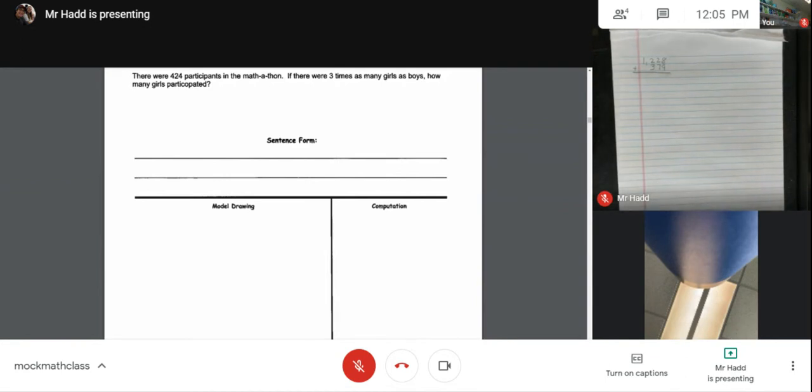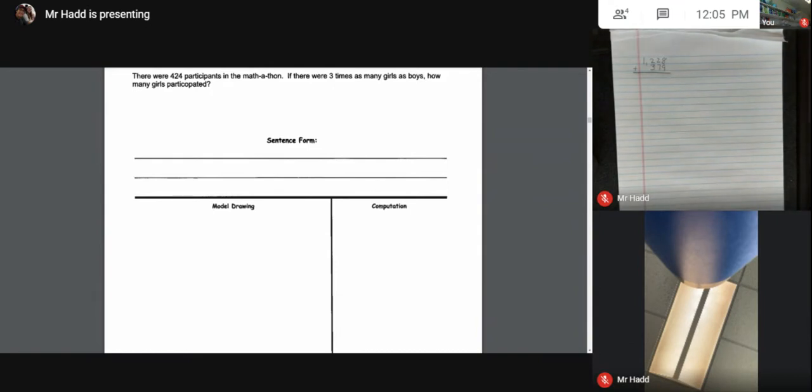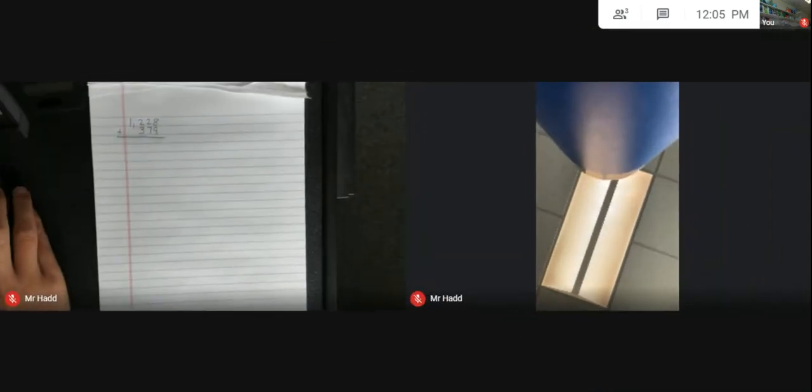Then you are going to draw me a model and solve the problem using pictures. Then you are going to solve the problems using computation, numbers, and operations, adding, subtracting, multiplying, or dividing. We will discuss the model, the computation, fill in the blank for our sentence. Online students, you'll go on Flipgrid and show me the work that you did in the video, show me your model, show me your sentence, show me your computation. Hit submit. Mr. Had will stop showing that in the Google Meet.